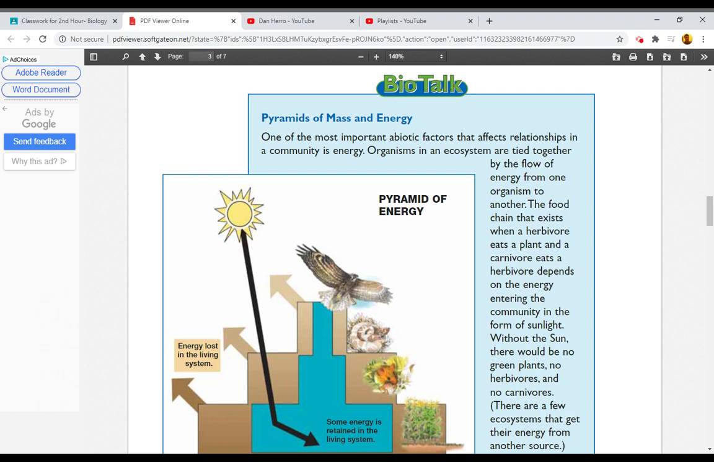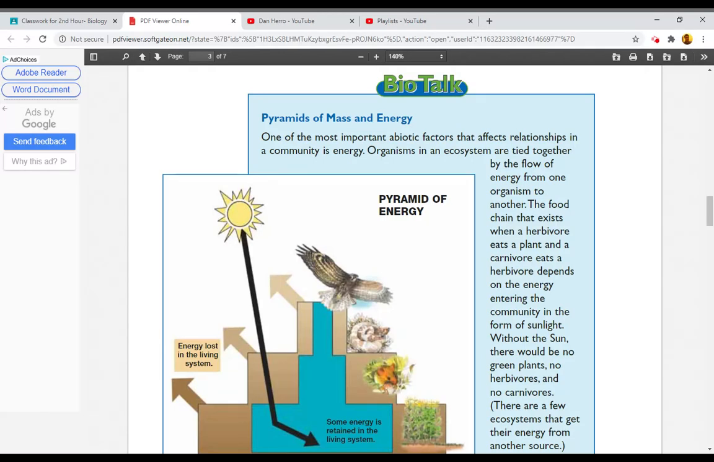Chapter 1, Section 3, Biotalk, Pyramids of Mass and Energy. One of the most important abiotic factors that affects relationships in a community is energy. Organisms in an ecosystem are tied together by the flow of energy from one organism to another.